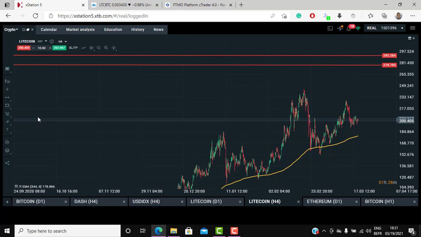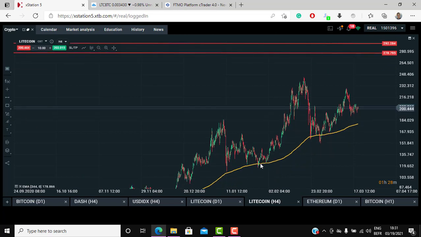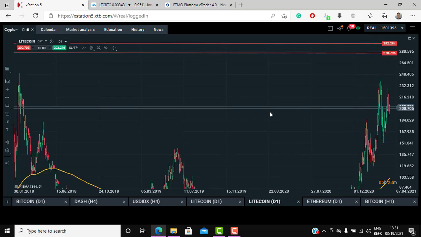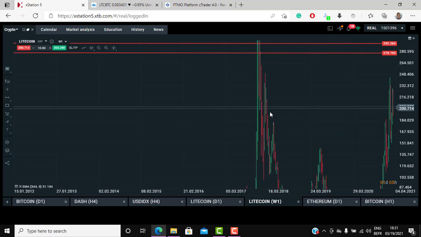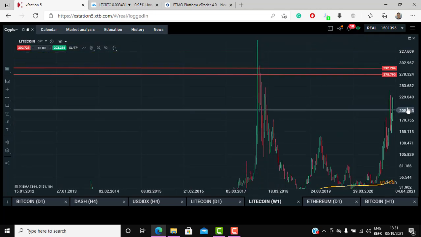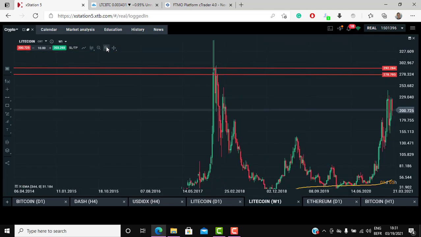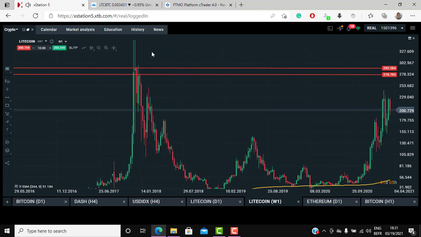Now, how do you get these levels? Well, first you can use a Fibonacci expansion and have these lows here, these highs here, and these lows here. However, we're going to do something a little bit differently this time. So I'm going to go over to the weekly chart to show you what happened to LTC.